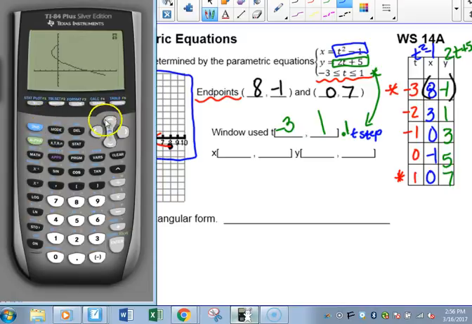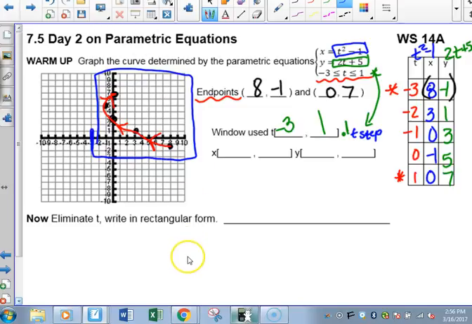Okay. If we had wanted to go to the table, we could have also found ordered pairs there. We had a defined window of -3 to 1, so we would have just used those ordered pairs from the table. Any questions?